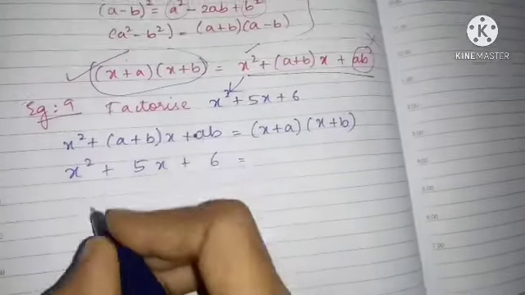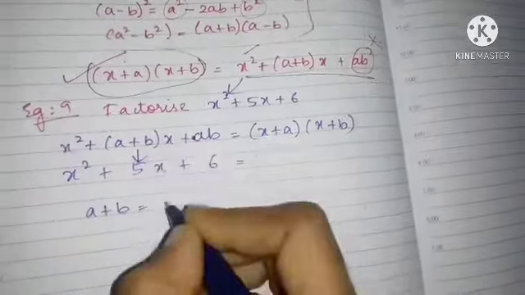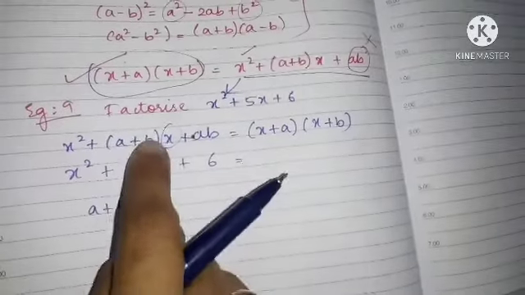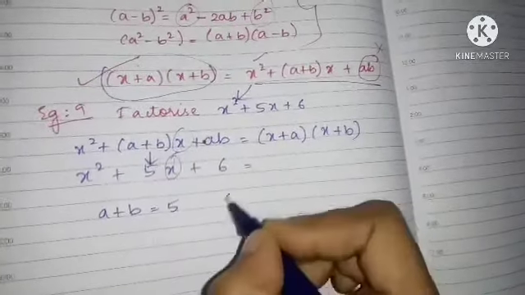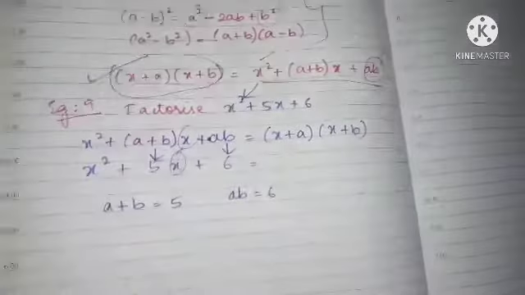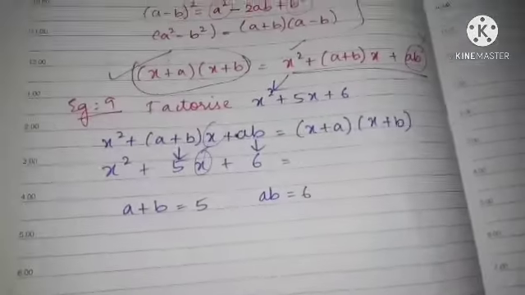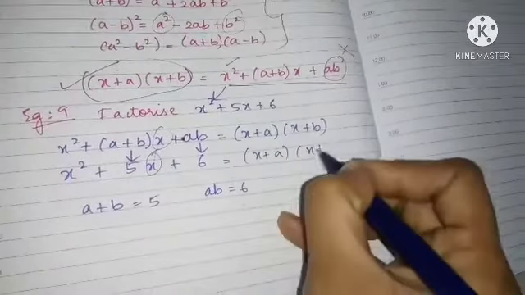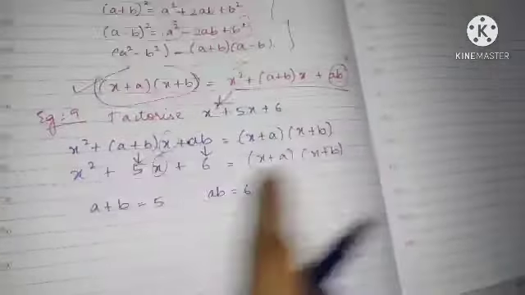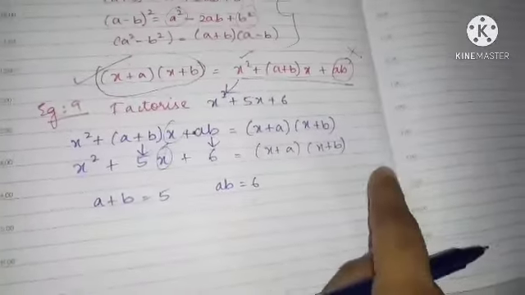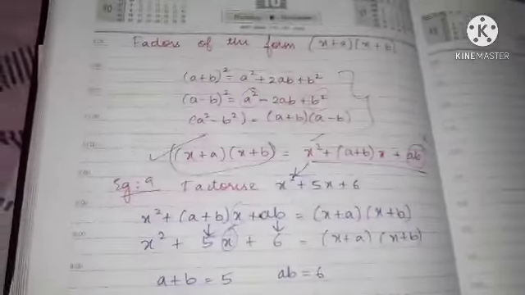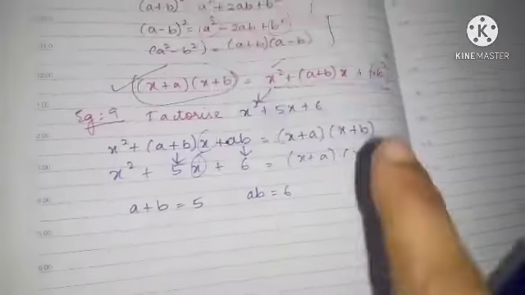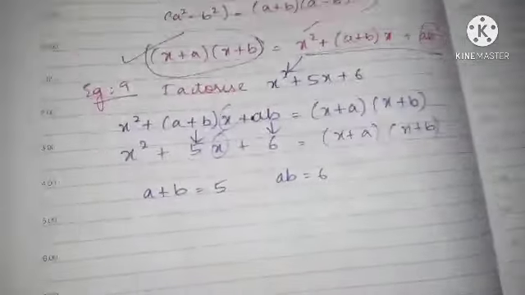So what is the relation? a plus b is nothing but 5, because this x will match it. So what is remaining? a plus b is nothing but 5, then ab is nothing but 6. My answer should be like x plus a and x plus b, so I want to get the value of a and b. Accordingly you should separate it. When you add a and b, I should get 5. When I multiply a and b, I should get 6. Accordingly you should find a and b.